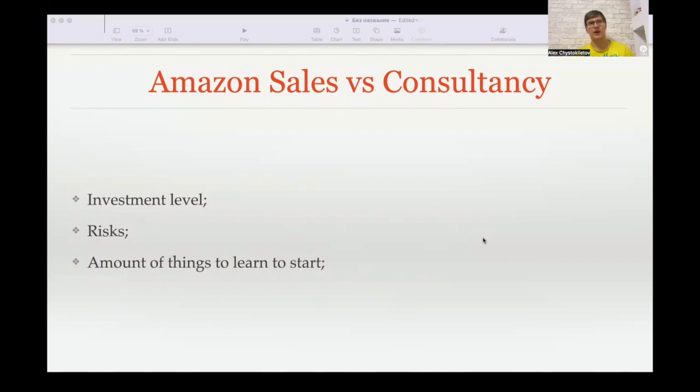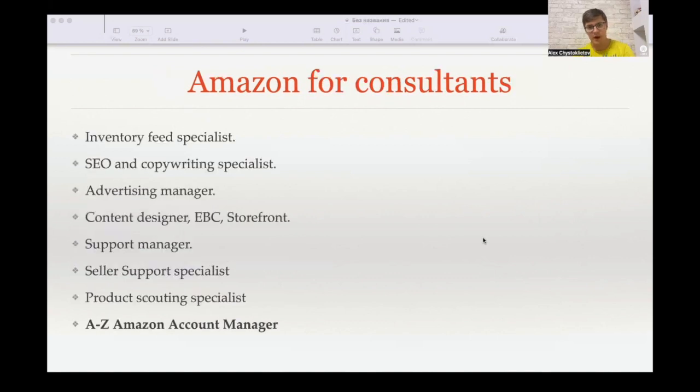This number of 4K or 3,700 new sellers every day creates huge demand for people who can help with different areas of work on Amazon. So let's talk a bit more about Amazon for consultants. For sellers, we understand it's a very good place because there are tons of buyers, because there's Amazon reputation, good Amazon services. But for consultants, what can people do to help Amazon sellers? And here I want to provide a list of the most common things.